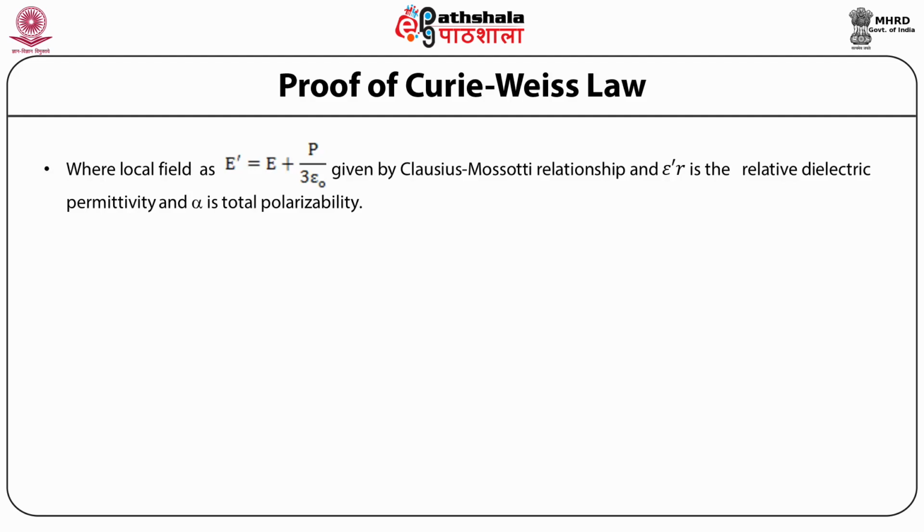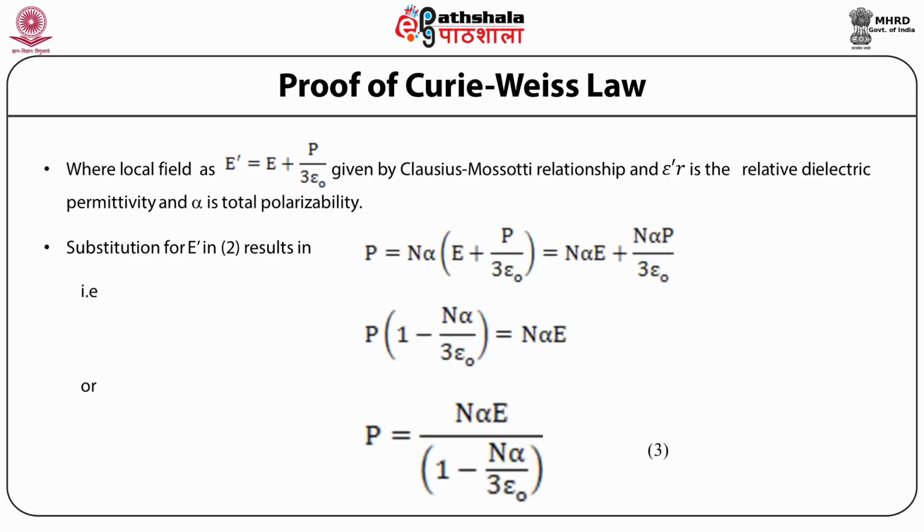In the given expression, epsilon r dash is the relative dielectric permittivity and alpha is the total polarizability. On substituting the value of E dash, we get P is equal to n alpha (E plus P upon 3 epsilon naught), which is equal to n alpha E plus n alpha P upon 3 epsilon naught.